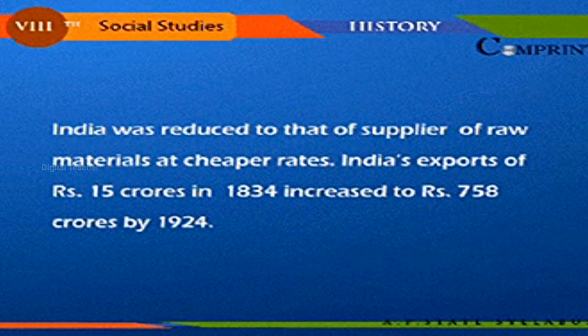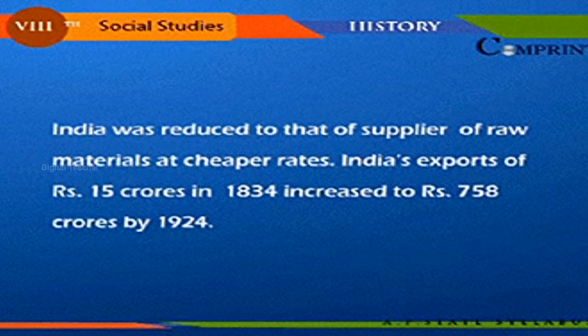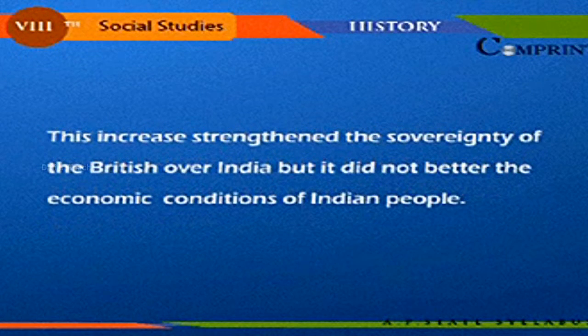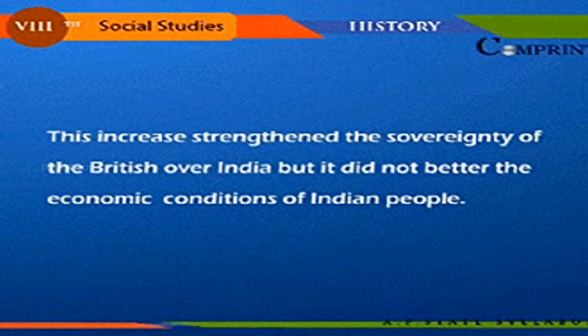India was reduced to that of a supplier of raw materials at cheaper rates. India's exports of rupees 15 crores in 1834 increased to 758 crores by 1924. This increase strengthened the sovereignty of the British over India, but it did not better the economic conditions of Indian people.